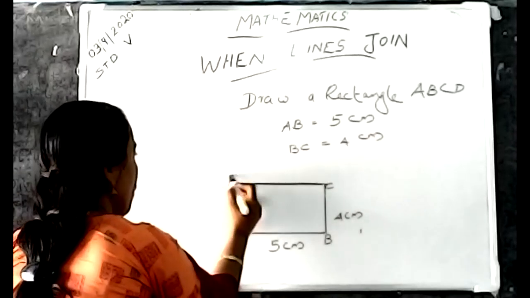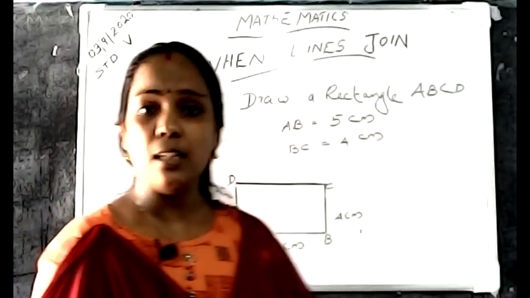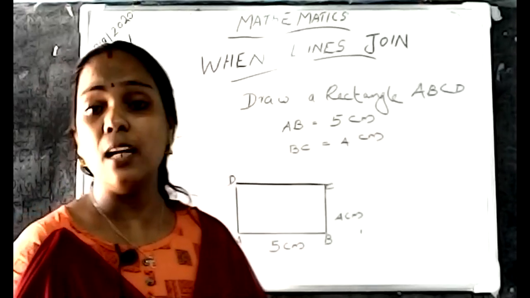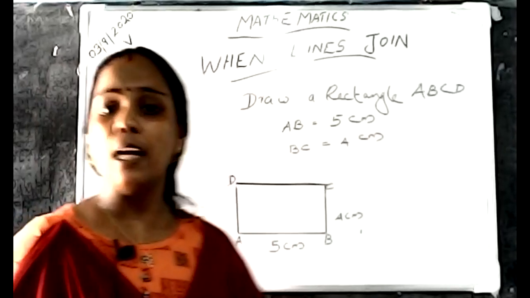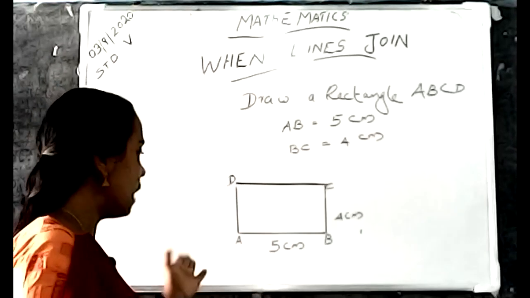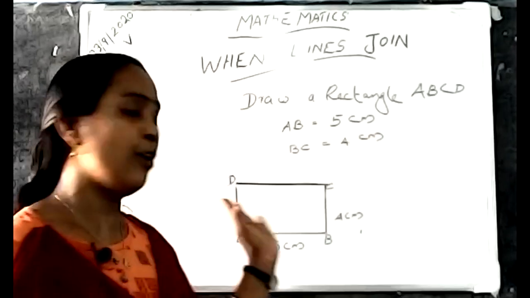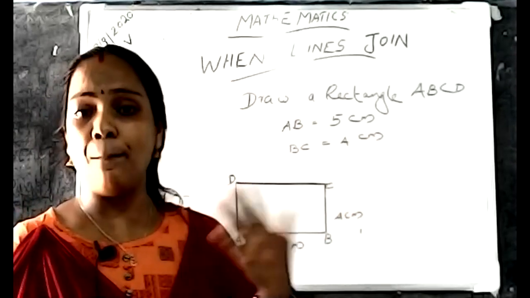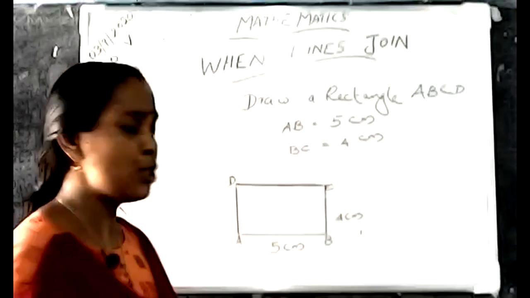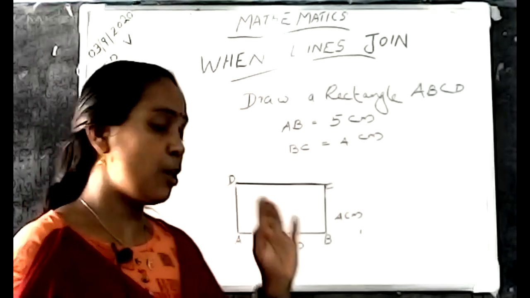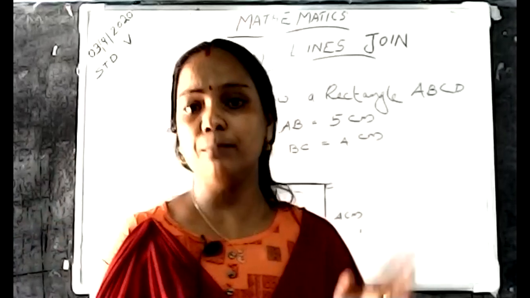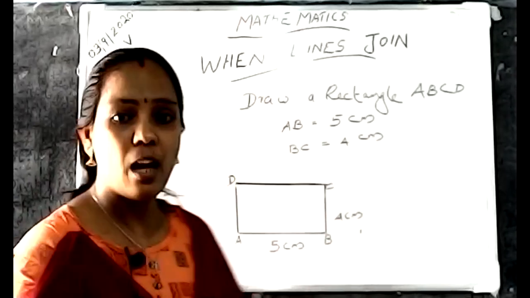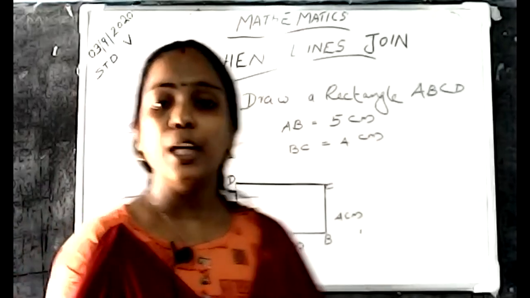What is the measure of AD? How can we get opposite sides? In the case of a rectangle, opposite sides are equal. So the opposite side is also 4 centimeter. Next, the upper side. How can we measure the upper side? Same measure as AB. The same measure is DC. In the case of a rectangle, opposite sides are equal.